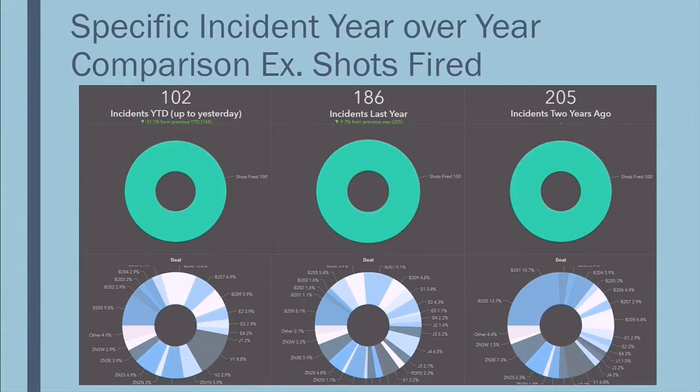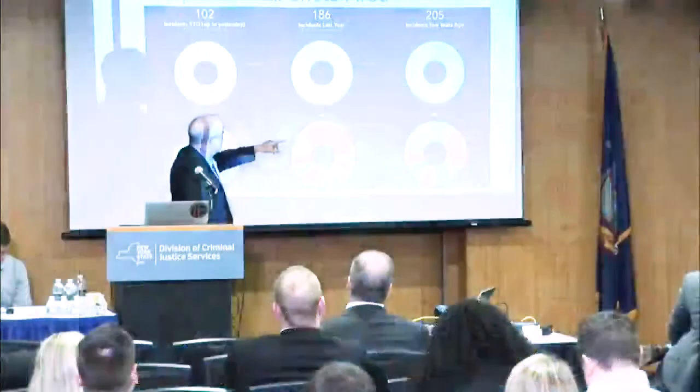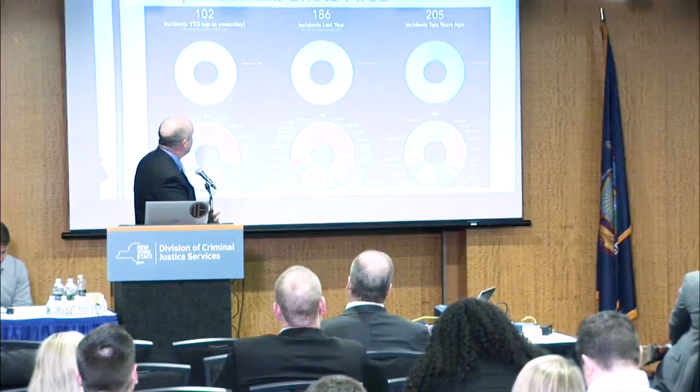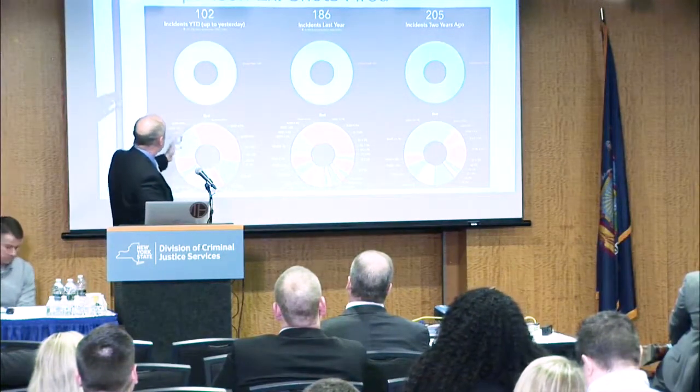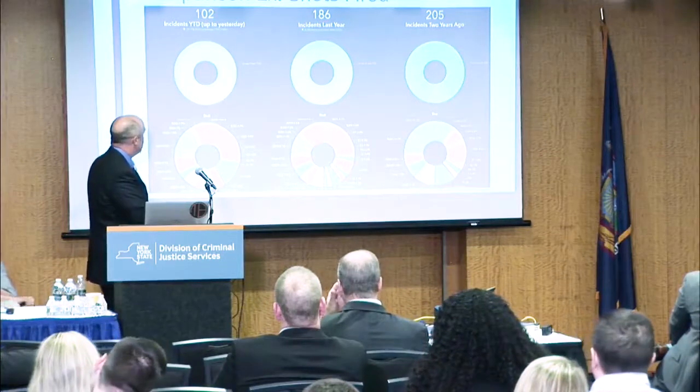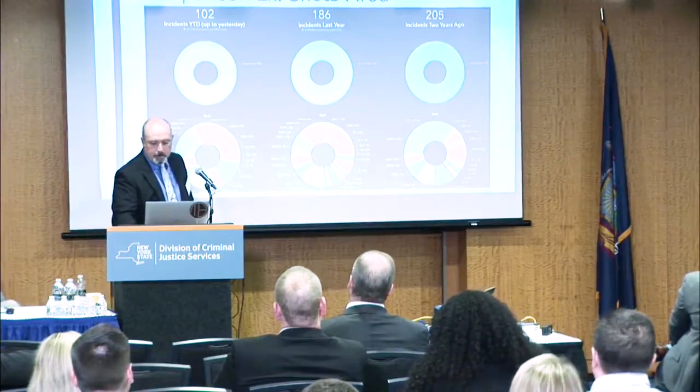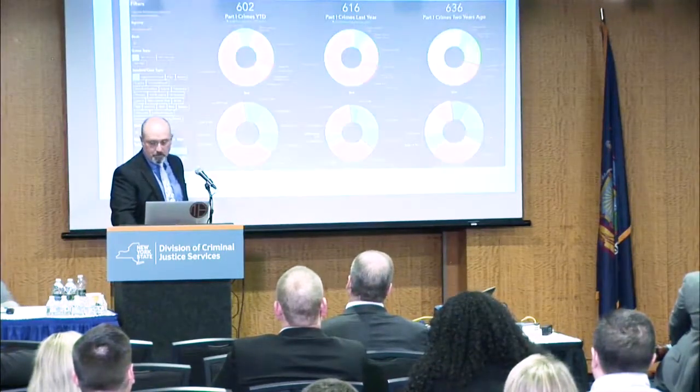This is comparing last year to 2 years ago, and so they can see that 2 years ago they had 205, last year they had 186, and up to this point this year they had 102. So they see where they're going. And then again at the bottom by patrol zone.